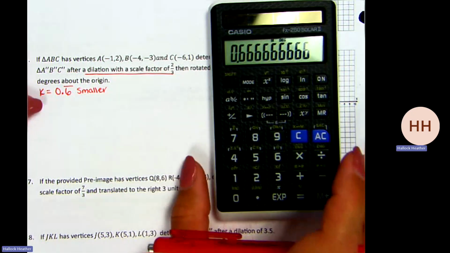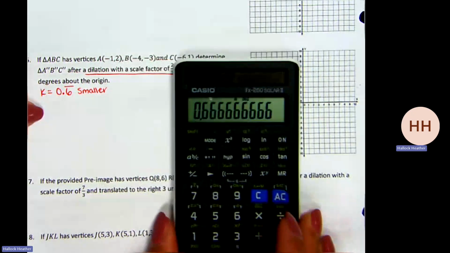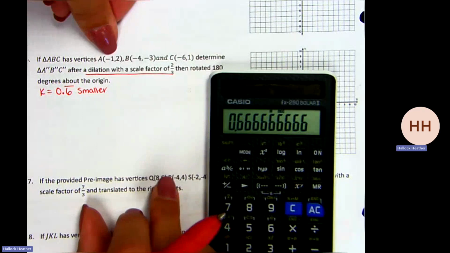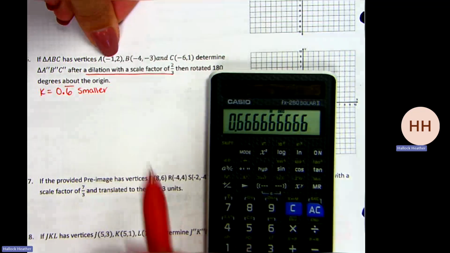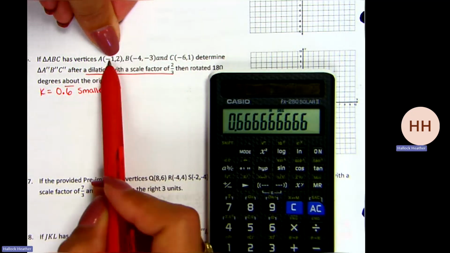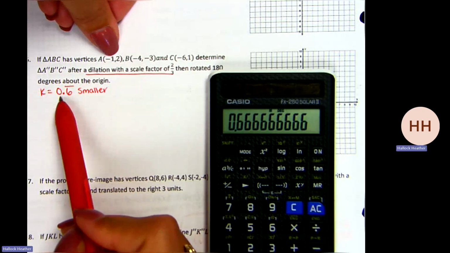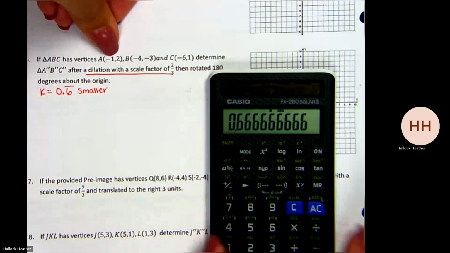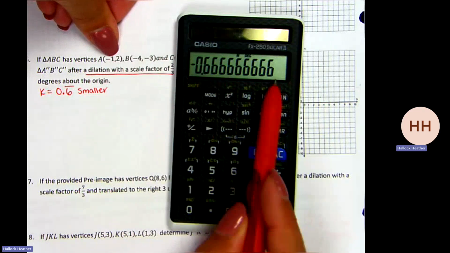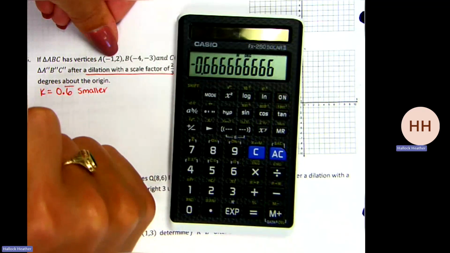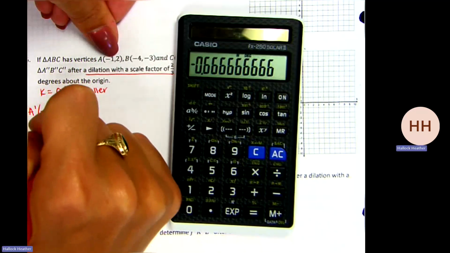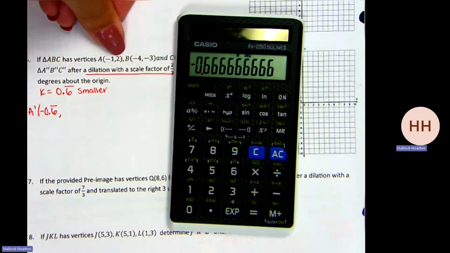So the catch is, because we're doing one of the ugly ones together, we're going to need to use the calculator, and you're going to need that whole decimal in your calculator every single time. So if A was -1, 2, I'm taking each value and I'm multiplying by this decimal. So I have -1 multiplied by 0.6 repeating. So it should end up negative 0.6 repeating. So we're going to start by writing A prime. Negative 0.6 repeating.